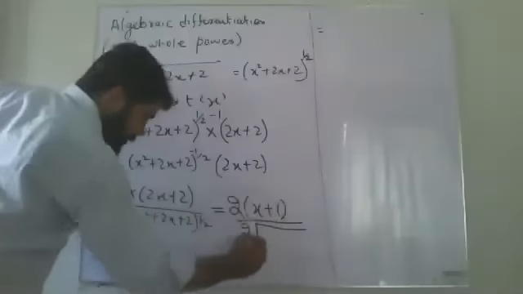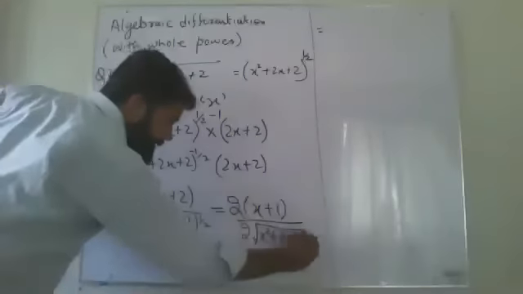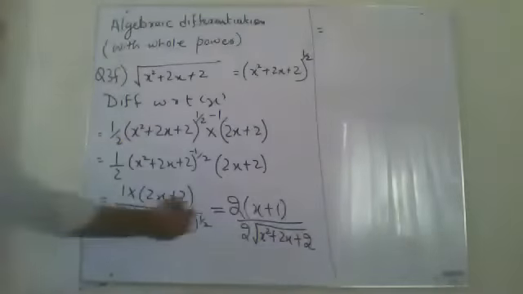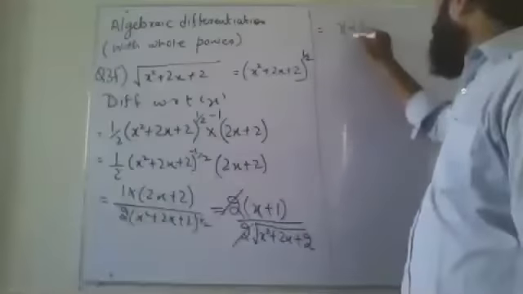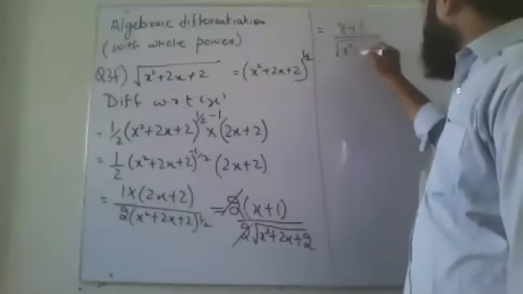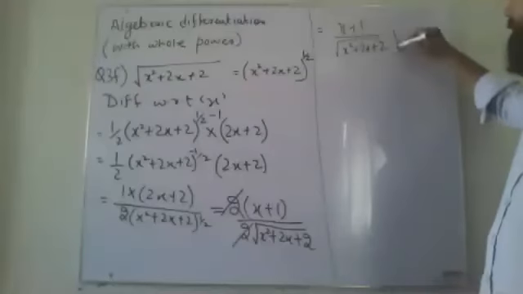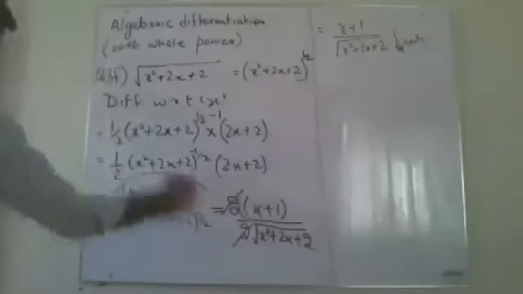So what will I do? x square plus 2x plus 2, right? 2 and 2 can be cancelled, and my final answer will be x plus 1 over under root x square plus 2x plus 2. That will be my final answer, or this can also be my final answer.